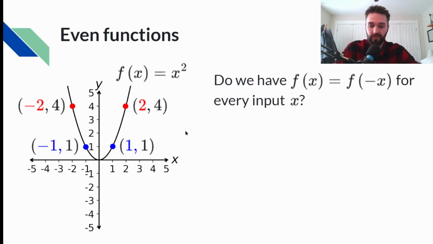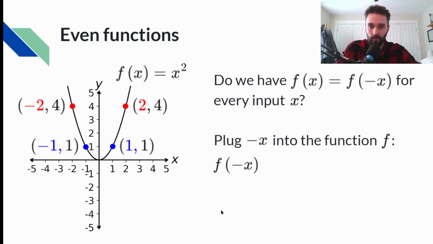But what we can do is we can plug in negative x, right? We can say that x is arbitrary and plug in negative x into f, all right? And then we see what we get for the function formula, all right? If we plug negative x into f and we end up with the same formula, that means that f of x equals f of negative x for every input x, all right? So let's try it out.